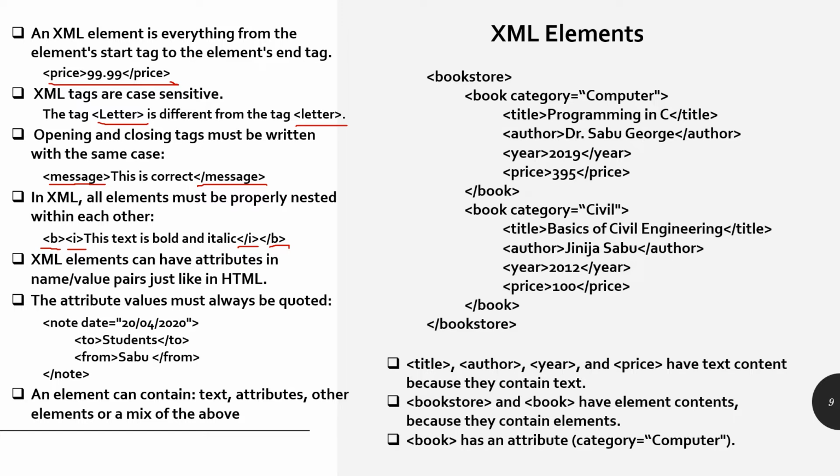Okay. Then elements can have attributes, which are name-value pairs. This is the name and this is the value. This way we can include them also. The value should be specified in quotes. This is about XML elements. This is an example for that.